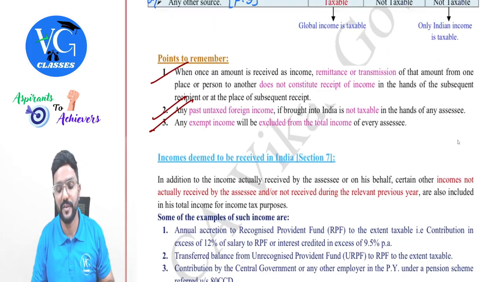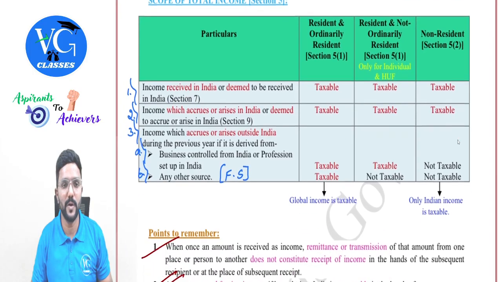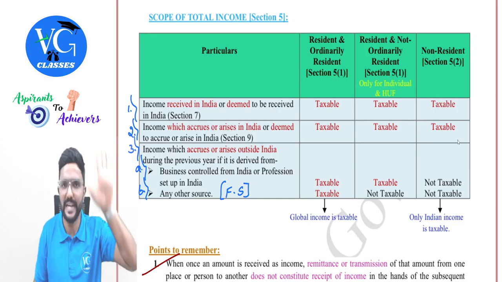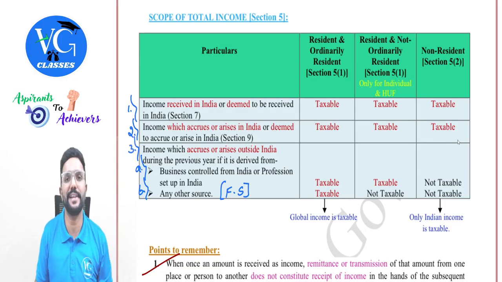So when you are asked to calculate the total income or gross total income of an assessee, if there is any income earned by the assessee or a person which is exempt under the Income Tax Act, please exclude it, guys. If it is fully exempt, completely exclude it. Don't include it in the total income calculation. Sir, what if it is partly exempt?